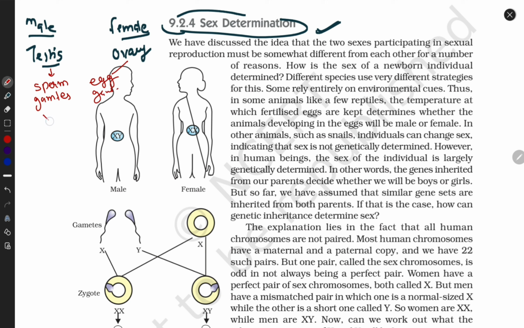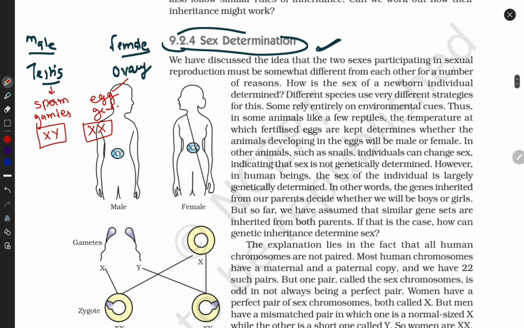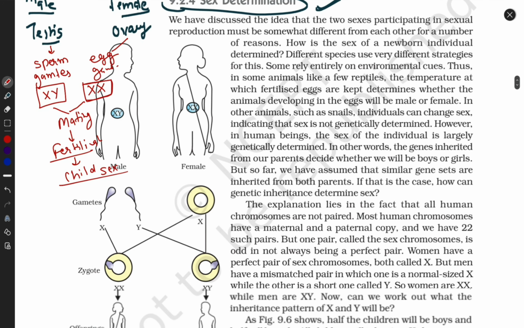Male contain X and Y and female contain X and X. Memorize this, guys. Male contain X and Y and female contain X and X. When they mate, the fertilization process occurs. At that time the sex of the child is decided, whether son or daughter. Who will be the first child, second child and third child? This is not in the hands of male and female.